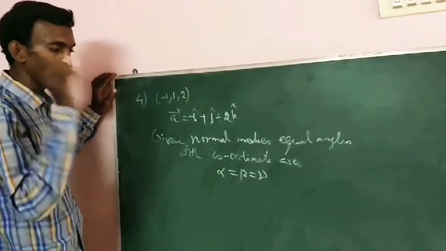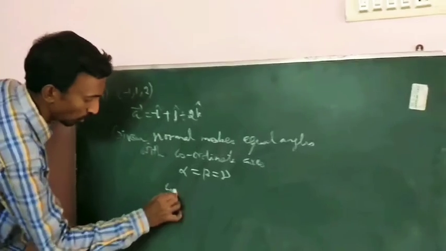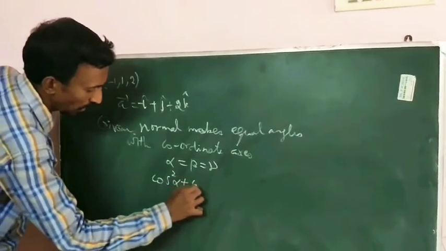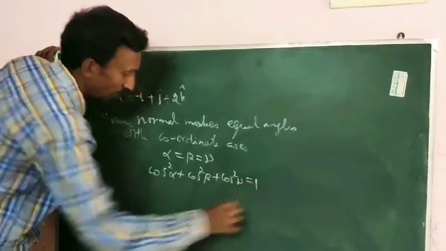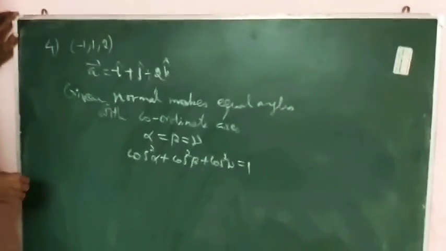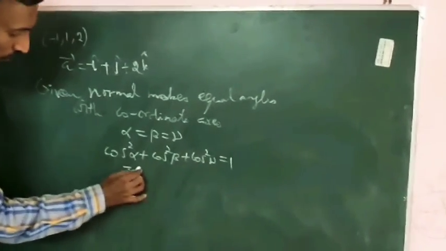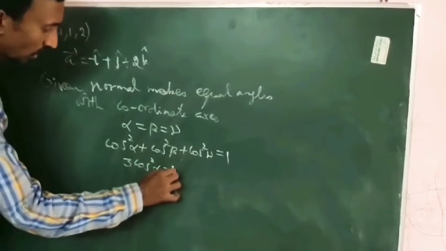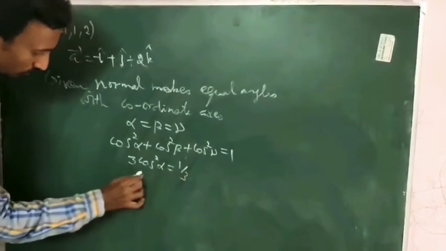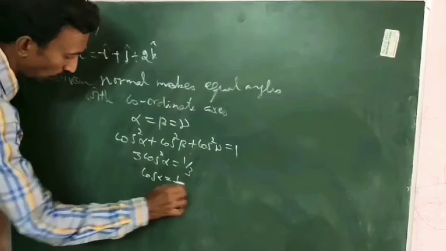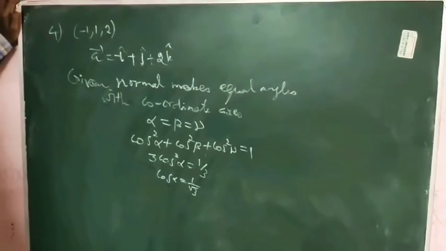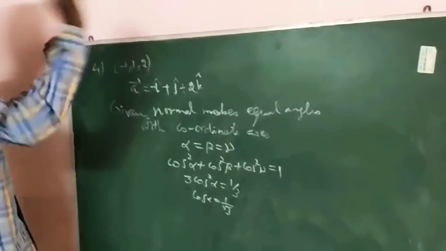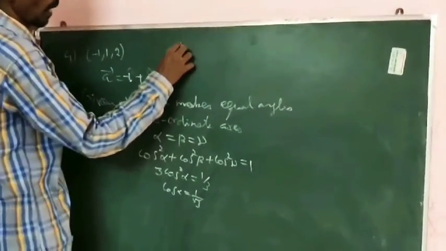So cos² alpha plus cos² beta plus cos² gamma equal to 1. Here alpha equal to beta equal to gamma. So 3 cos² alpha equal to 1, cos² alpha equal to 1 by 3, cos alpha equal to 1 by root 3. Therefore the DCs are 1 by root 3, 1 by root 3, 1 by root 3.